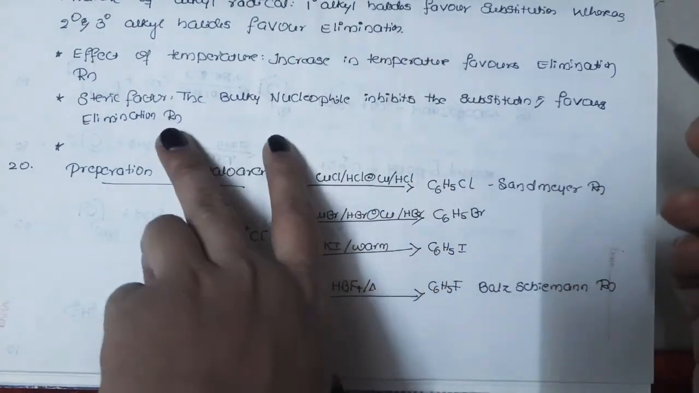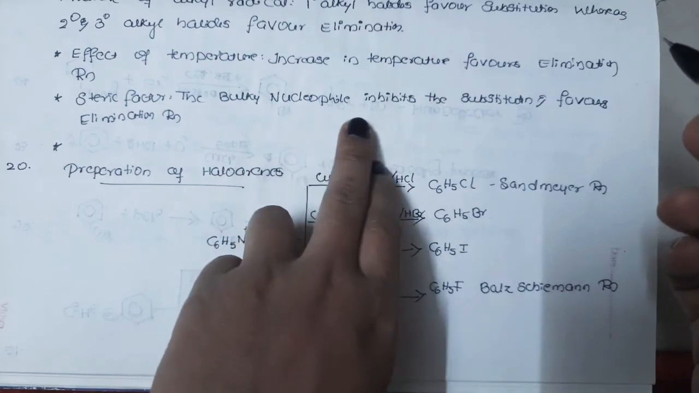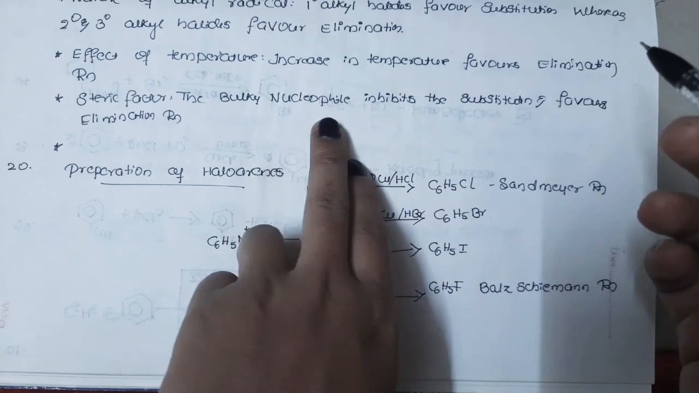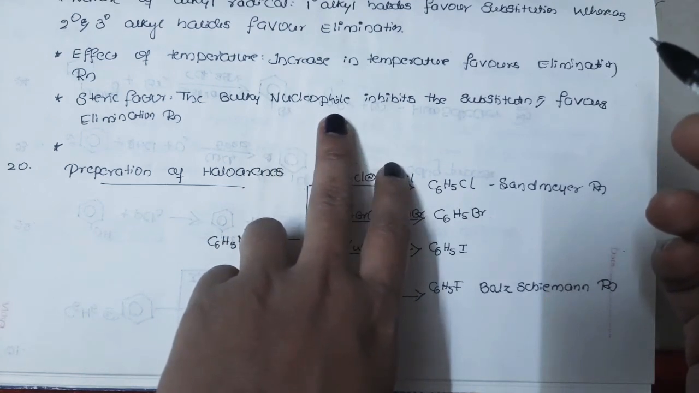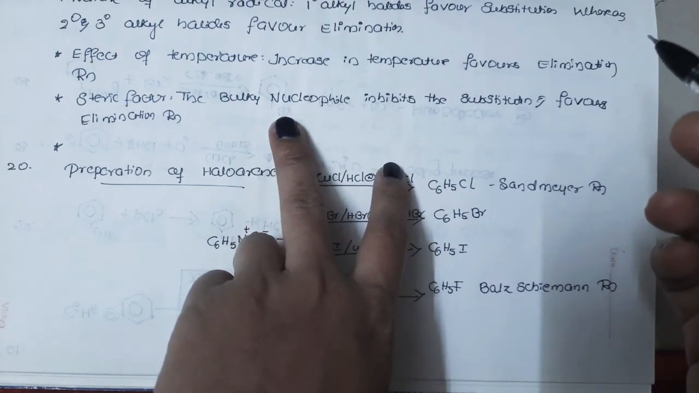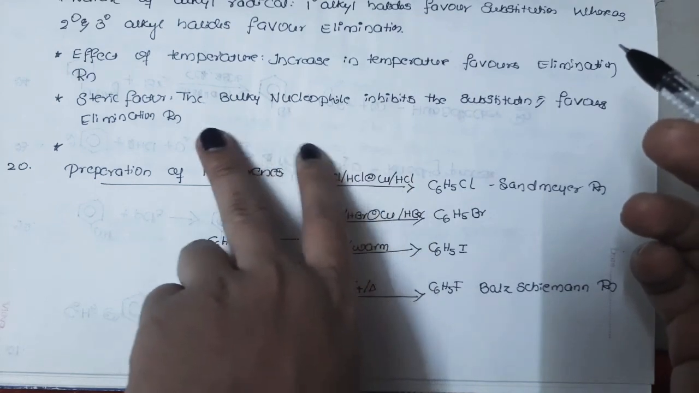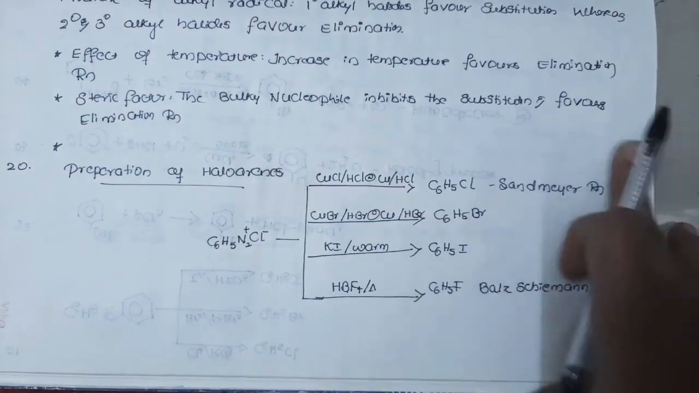Next one, steric factor. A bulky nucleophile inhibits substitution and favors elimination. What happens in the case of a nucleophilic substitution reaction? If you have a bulky group, that causes steric hindrance, but that will not play any role in an elimination. So these are some points.